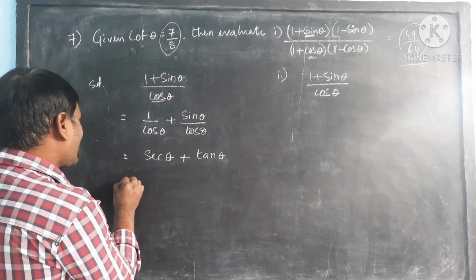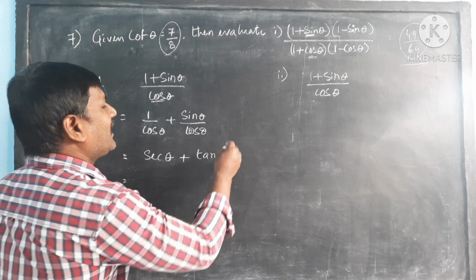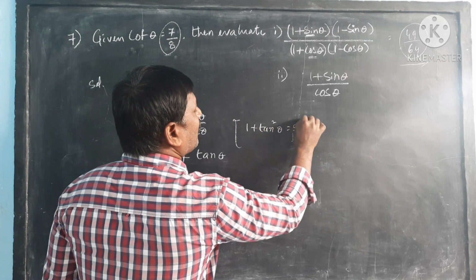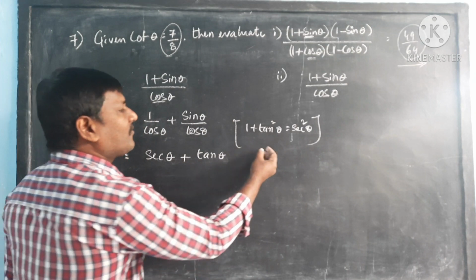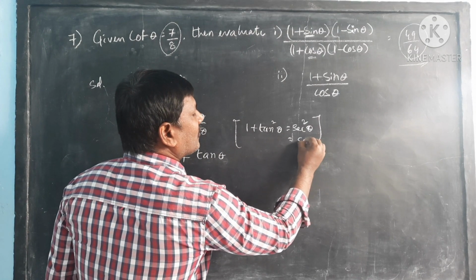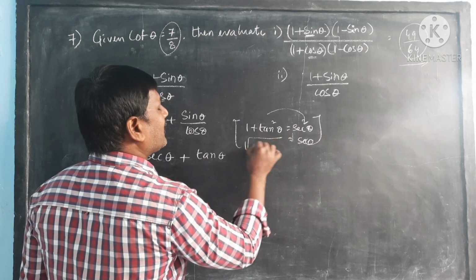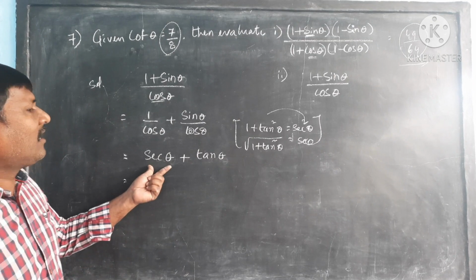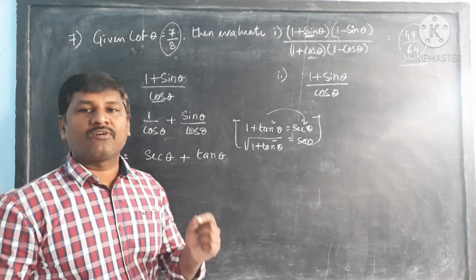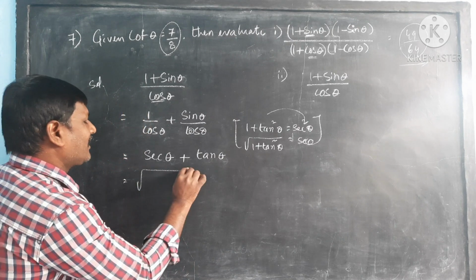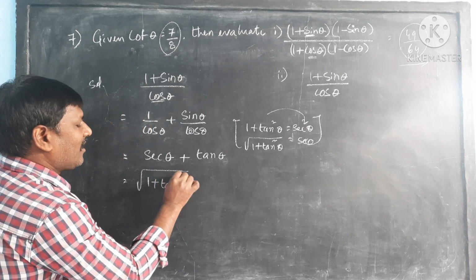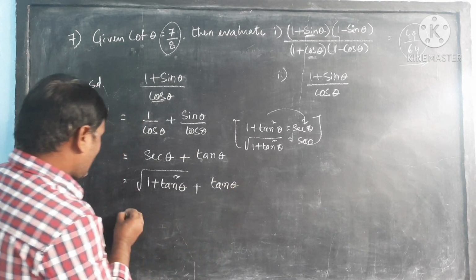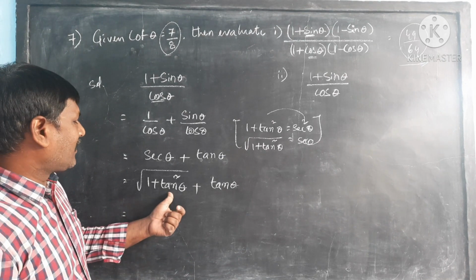Now we can use the trigonometric identities. They are 1 plus tan square theta is equal to sec square theta. We know that, we just discussed it. If you want sec theta, we can take the square root, so sec theta is equal to the square root of 1 plus tan square theta. Now we can write here the square root of 1 plus tan square theta, and then the same tan theta. Now you have to substitute the values of tan square theta and tan theta.